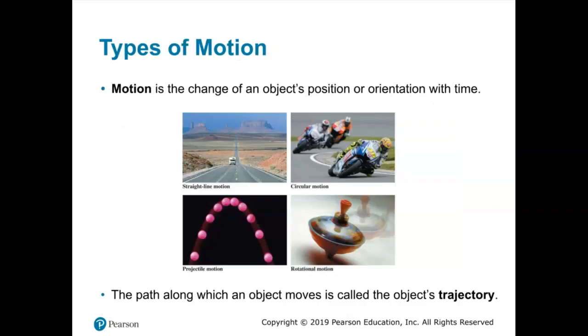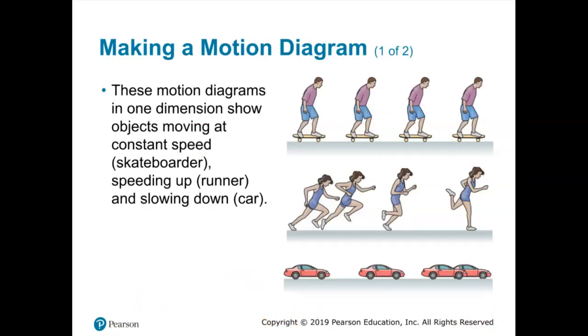And there's many different types of motion. We're going to start with straight line motion, so it's moving in a straight line in a certain direction, either horizontal or vertical. We'll get into projectile motion after that, which is an object moving in 2 dimensions under the influence of only gravity. And then we'll get into other more complicated types of motion like circular motion or rotational motion. But in all these different types of motions, the path that an object takes is called its trajectory. So we're going to start with motion diagrams.